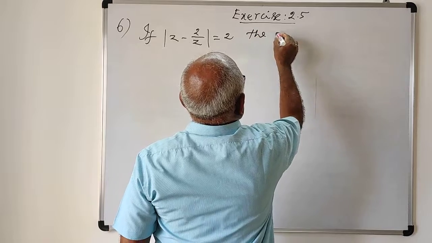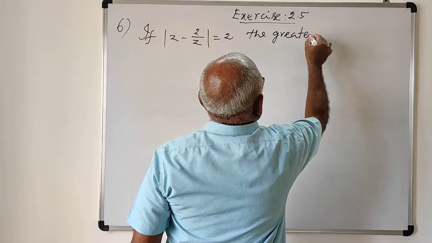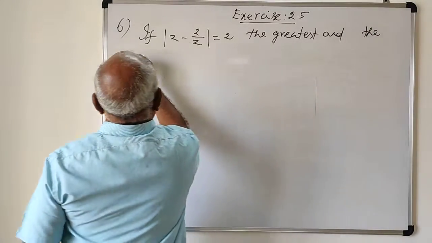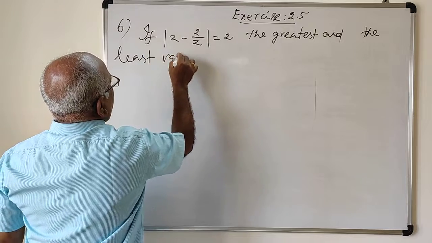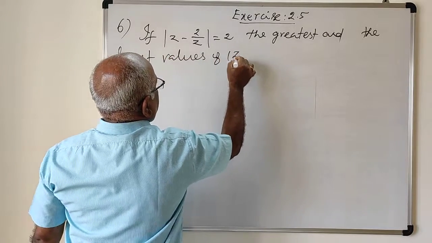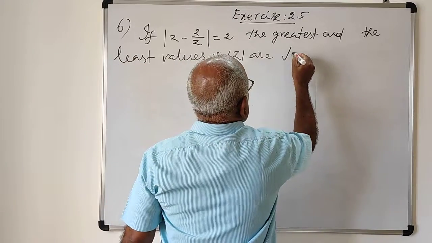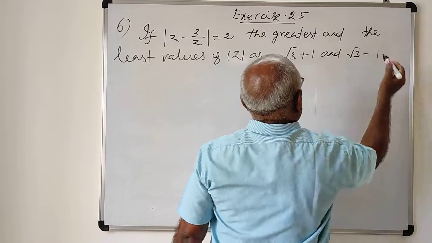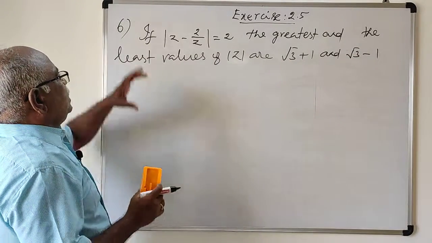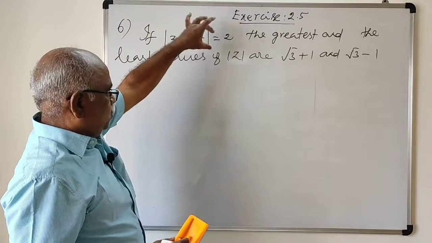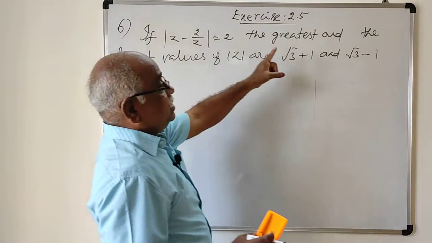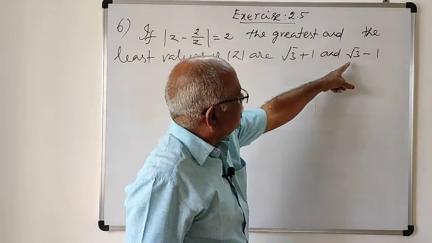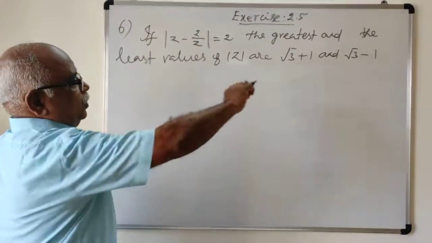the greatest and the least values of mod z are root 3 plus 1 and root 3 minus 1. We have to prove, if it is given that the modulus of z minus 2 by z is equal to 2, that the greatest value of mod z is root 3 plus 1 and the least value of mod z is root 3 minus 1. We are going to prove these two.